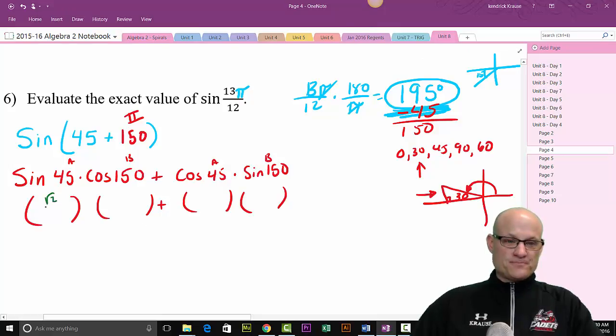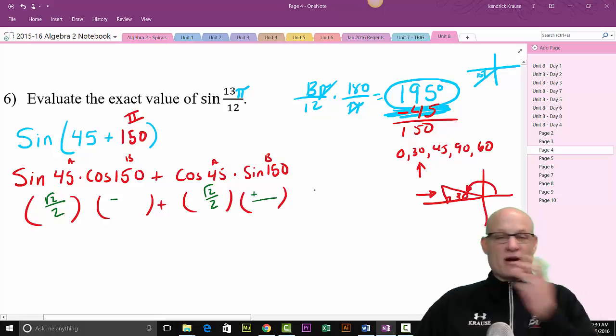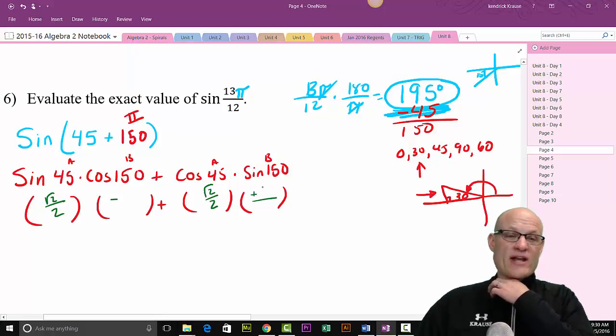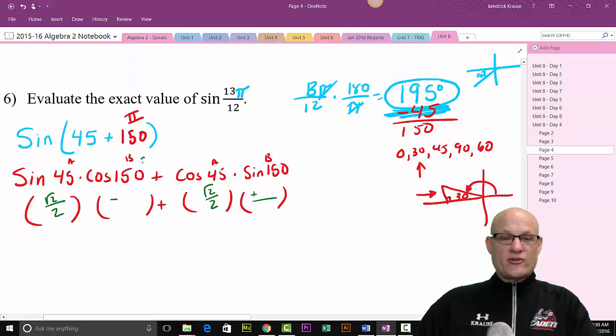Square root of 2 over 2. That's not bad. That's in the first quadrant. It's positive in the first quadrant. Now, I know cosine is negative in this quadrant, and sine is positive in this quadrant. So put those signs in right away, then I don't have to worry about them. So now I have to think. The reference angle here is 30.